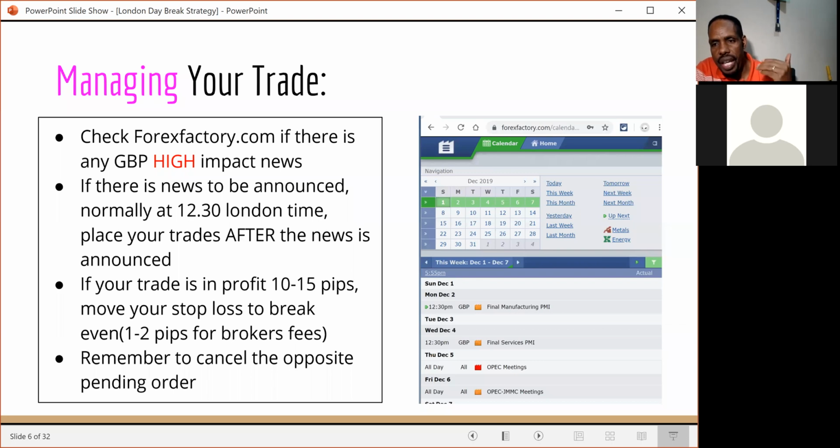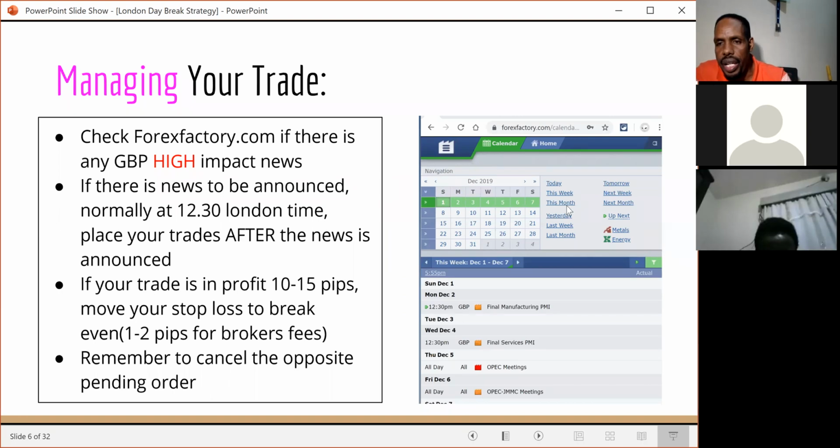So how to manage the entry of your trade? You look at Forex Factory, okay? And you need to look at the high impact news that affect the pound pair, okay? Like if you check, I've just checked this. This is the current one, the Forex Factory. It shows you the high impact news for pound. So on Monday, tomorrow, okay, there will be the final manufacturing PMI that will be announced at 12:30.